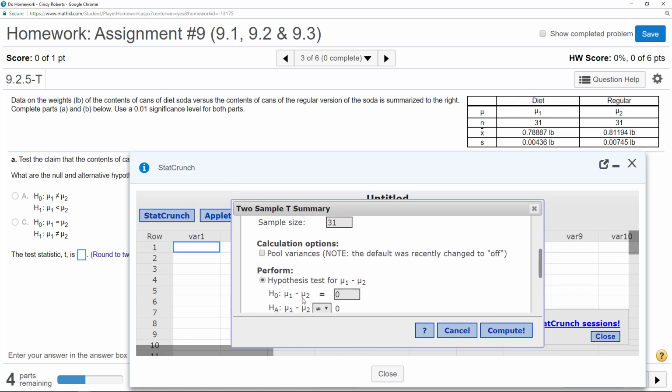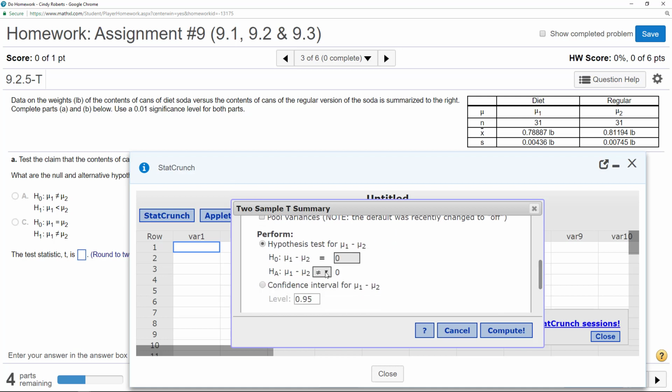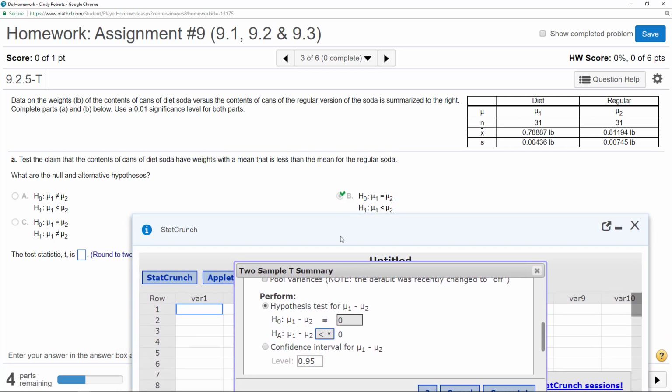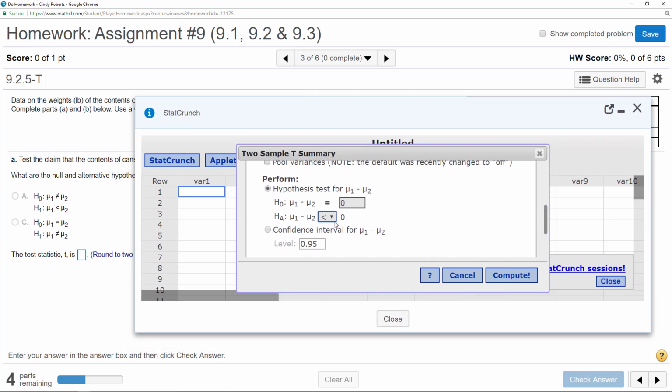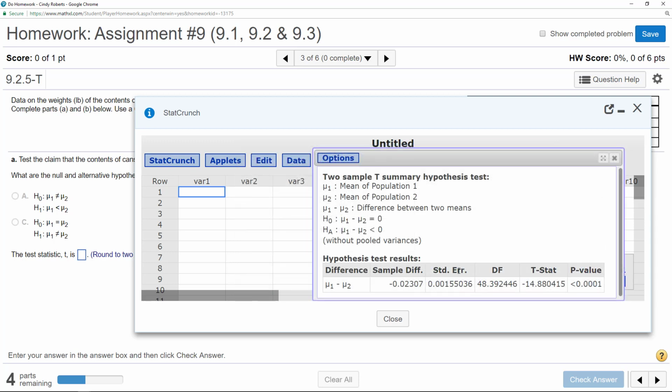And so I need to be sure that my alternative matches my alternative from this part right there. So I have to change that to less than. I think that's the biggest mistake students are making, is they're not changing that. And I hit compute, and right here gives me my T-stat of negative 14.88.